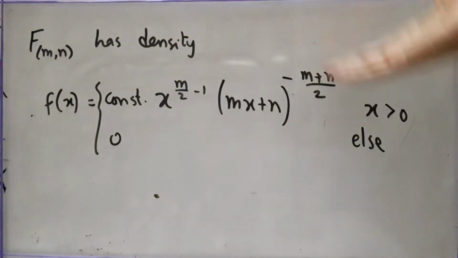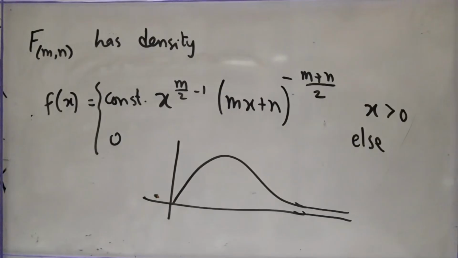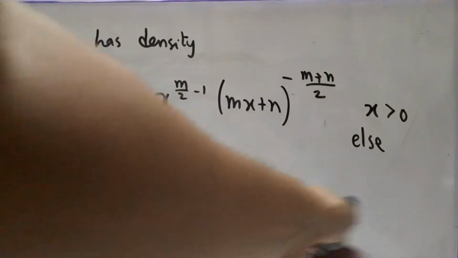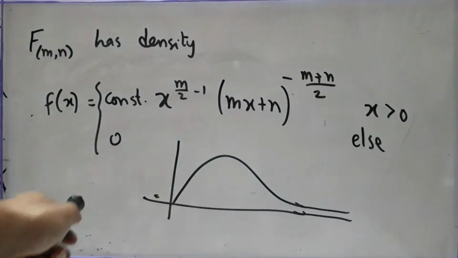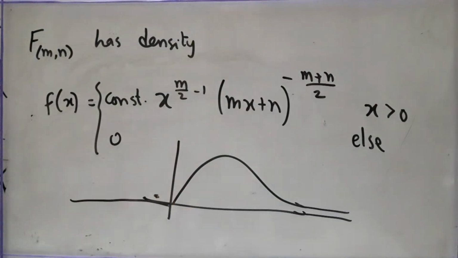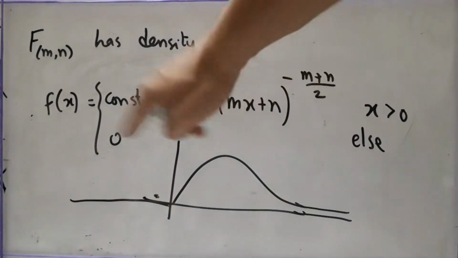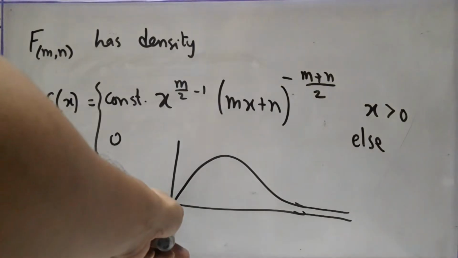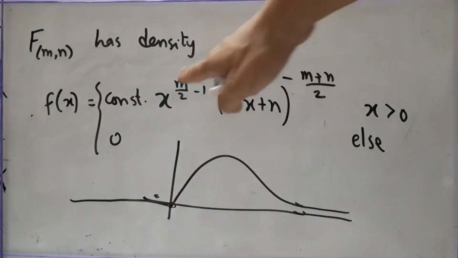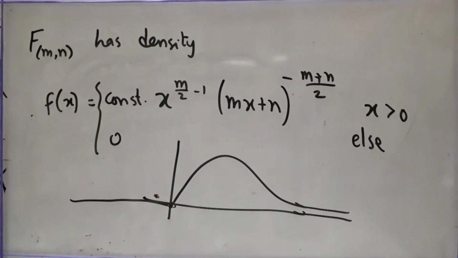It is difficult to guess how the density will look just by looking at this formula. So I will just tell you how it looks. First of all, it will always be supported on the positive side. This is 0 over here. And thanks to this term, you will expect that this will be equal to 0. Of course, here I am assuming that m by 2 is greater than 1.